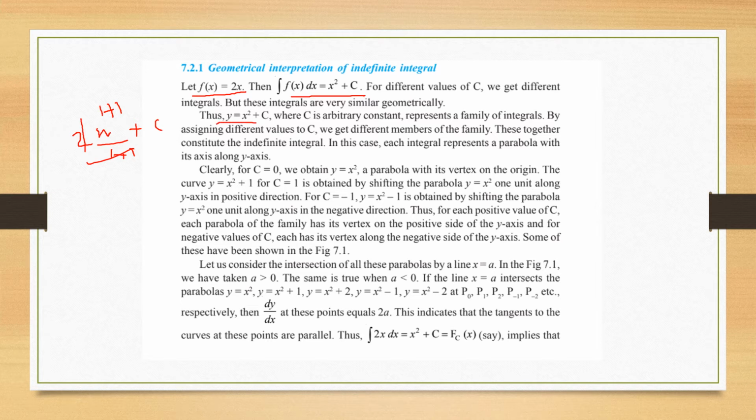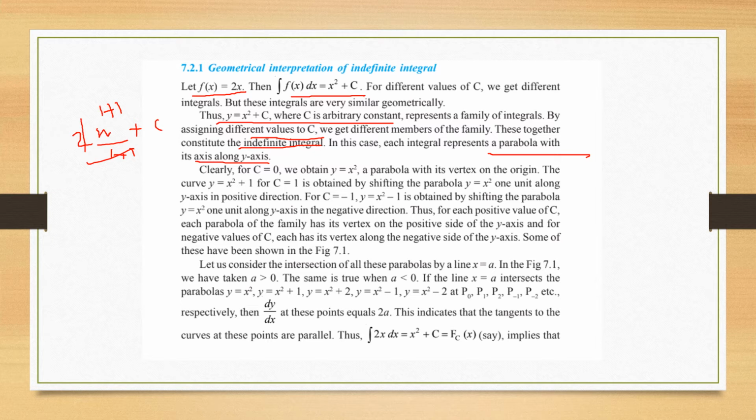Now for different values of c, we get different integrals, but these integrals are very similar geometrically. Like y equal to x square plus c, c is an arbitrary constant. It represents a family of integrals by assigning different values to c. Okay, so we get different members of this family, which together will constitute the indefinite integral. Now each integral represents a parabola. As you can see, it's a quadratic polynomial with its axis along the y-axis.